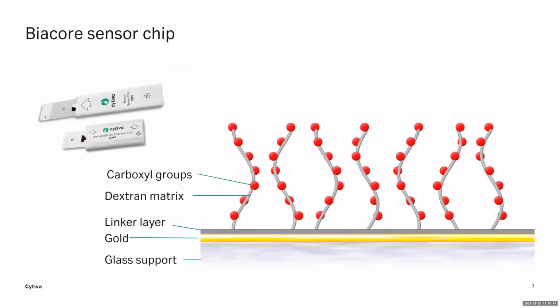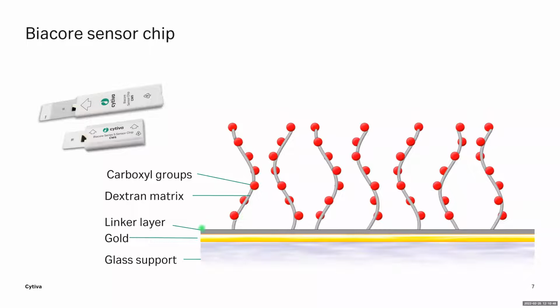Take a look at our sensor chips first. A typical Biacore sensor chip will have a glass support that is optically matched, with the same refractive index as the prism inside the instrument that is focusing light on the sensor chip surface. On top of the glass support, we have a gold layer. It is very thin, only 50 nanometers thick. The gold provides a source of free electrons to amplify the surface plasmon resonance effect.